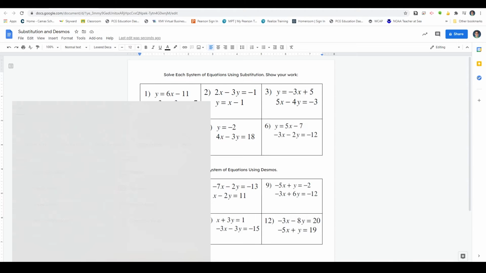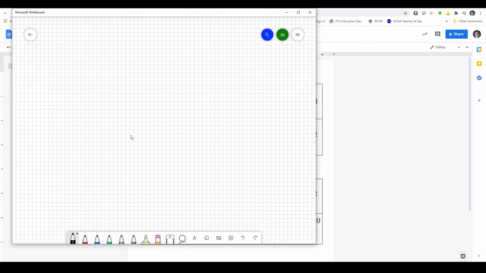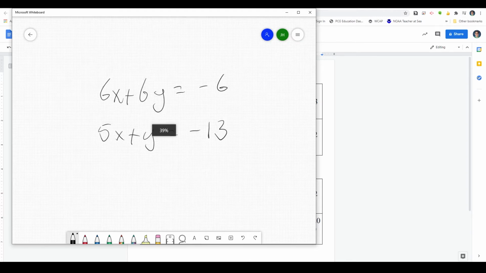We're going to do that by opening up the whiteboard here, and I'm going to show you some ways that we can solve a system of equations. Just as a little reminder, a system of equations is two different equations together. So let's look at this. How about if we had the two equations 6x plus 6y equals negative 6 and 5x plus y equals negative 13. And I asked you to solve this system of equations using substitution.